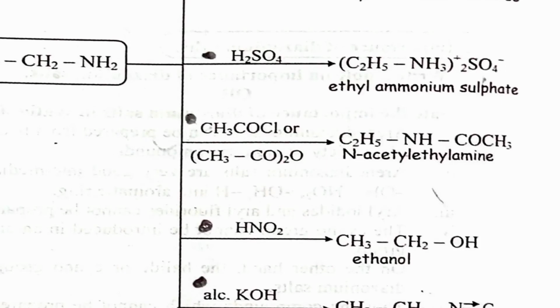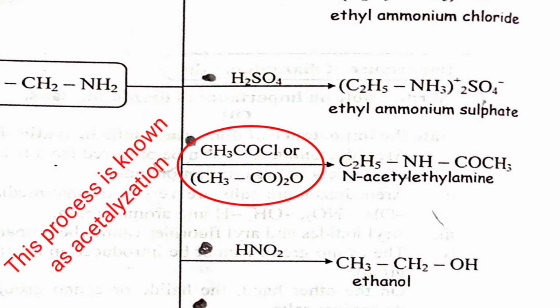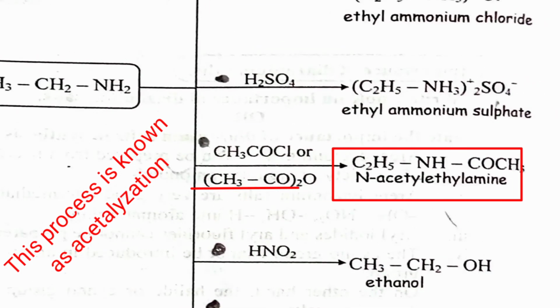Next we are talking about amine after acetylation. CH3COCl reacting gives N-ethylacetamide. This also reacts with acetic anhydride, and the same product will come.